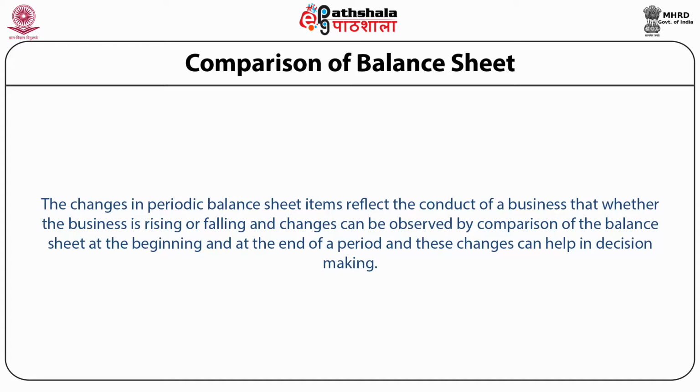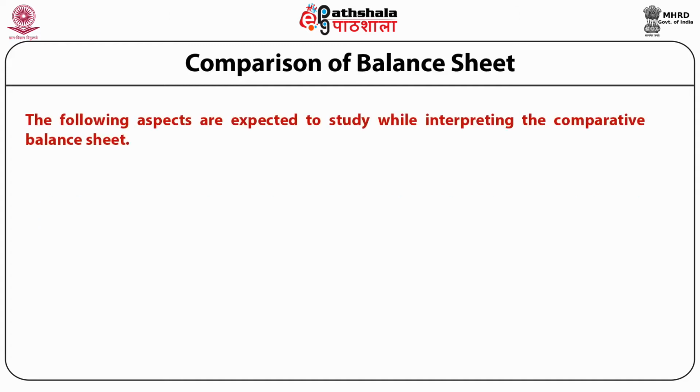The comparative balance sheet has two columns for the data of original balance sheets, and a third column is used to show increase in figures. While interpreting the information contained in the company's balance sheet, certain guidelines need to be followed. The following aspects are expected to be studied while interpreting the comparative balance sheet.